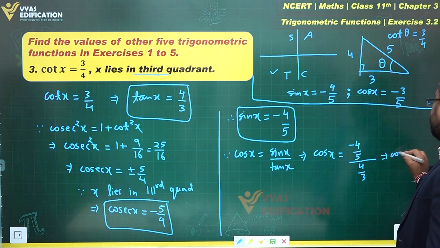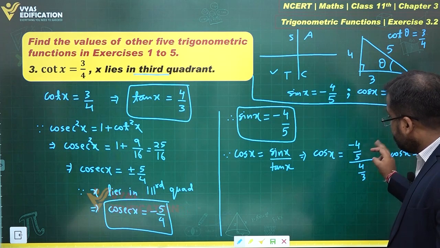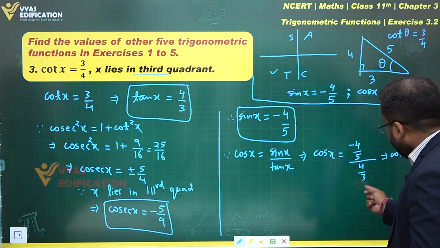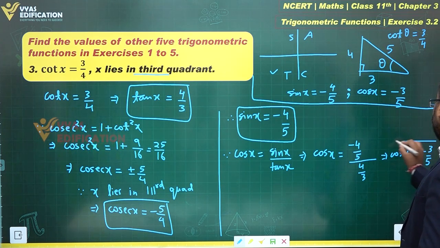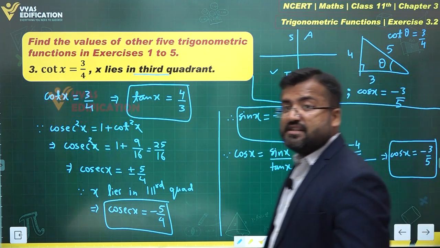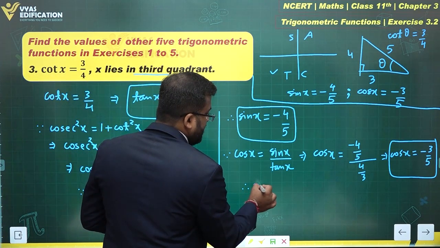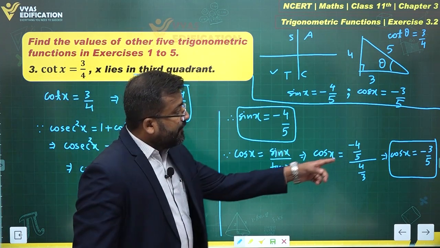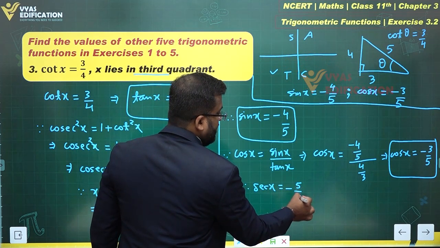This gives me cos x equals what? Can you observe that the 4's will get cancelled. This 3 will reach the top and there will be 5 in the denominator. This is minus 3 by 5. Cos x is minus 3 by 5. And after cos x, you can easily get sec x. The reciprocal of cos x is sec x, which is minus 5 by 3.